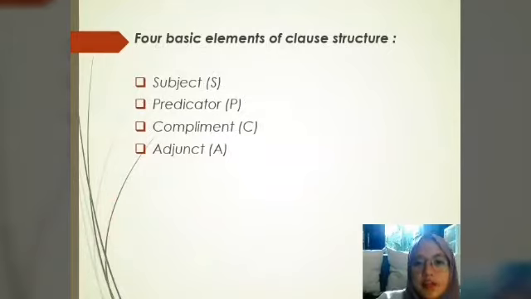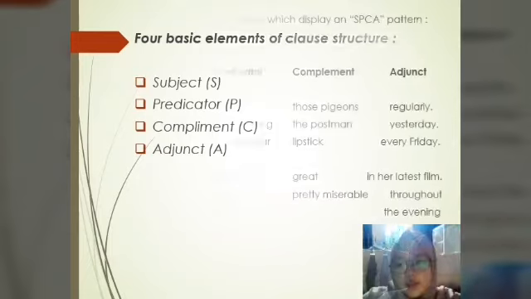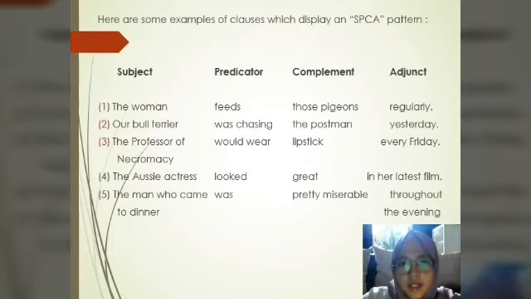Four basic elements of clause structure: subject, predicator, complement, and adjunct. Here are some examples of clauses which display an SPCA pattern. You can read the slide or pause the video.